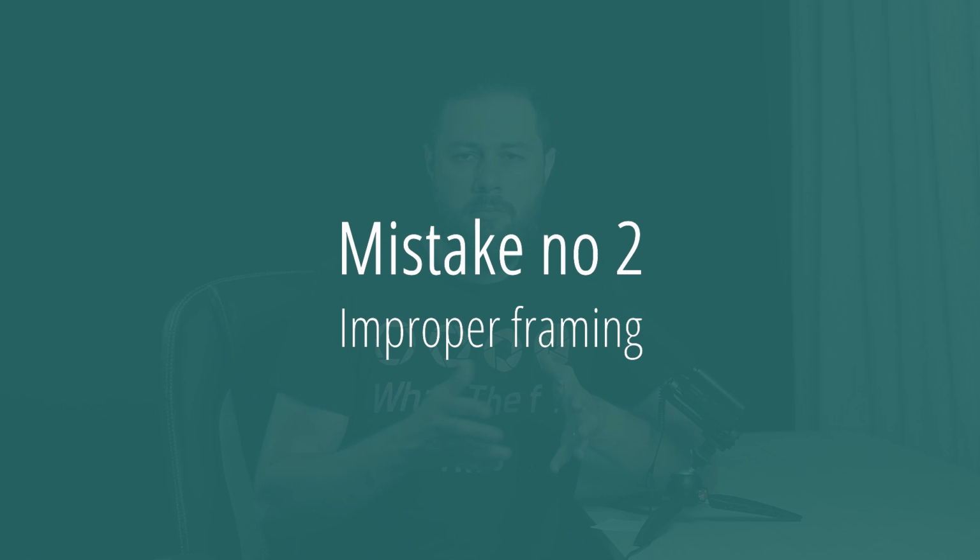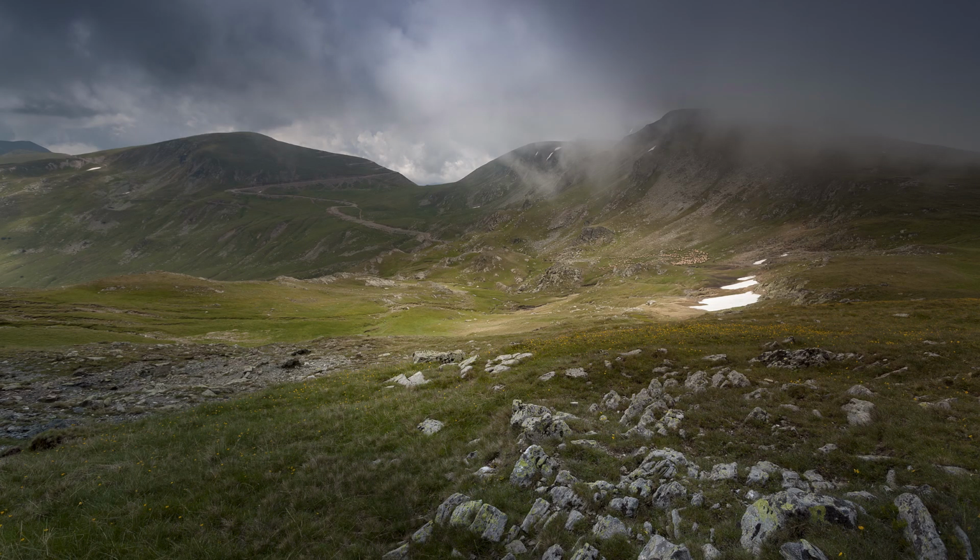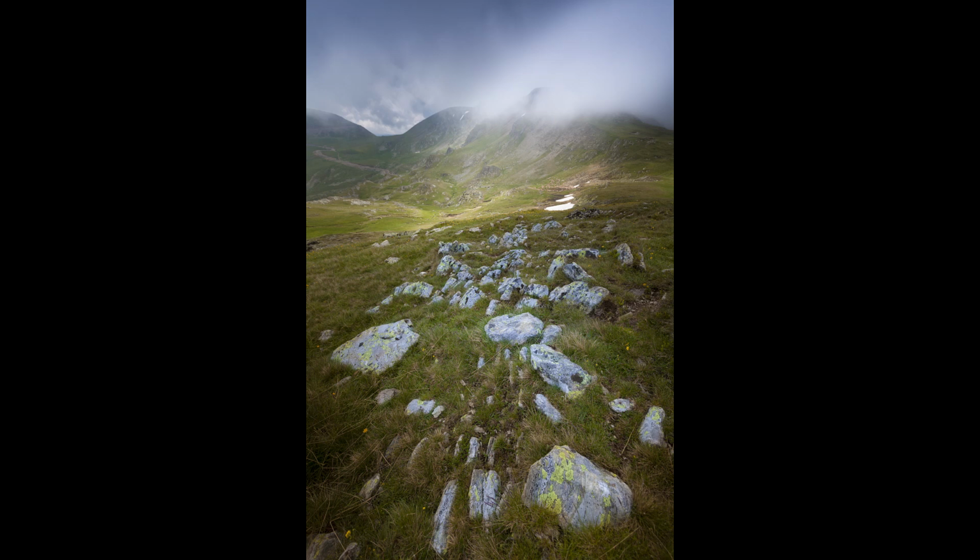Mistake number 2 is related to improper framing. So you found an interesting foreground element that leads to the distance, and you frame the photo like this. And the mistake in this photo is that you leave all the left side of the photo not used. That area could be easily cropped away. So this photo would have benefited from a portrait framing a lot more. And so you're having all the story in one place. You don't need to introduce elements that don't support the subject or don't contribute anything to the photo.